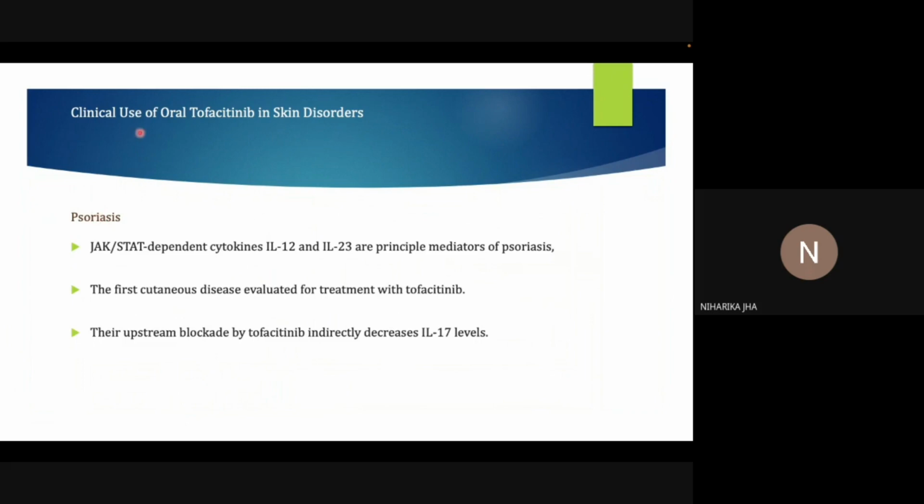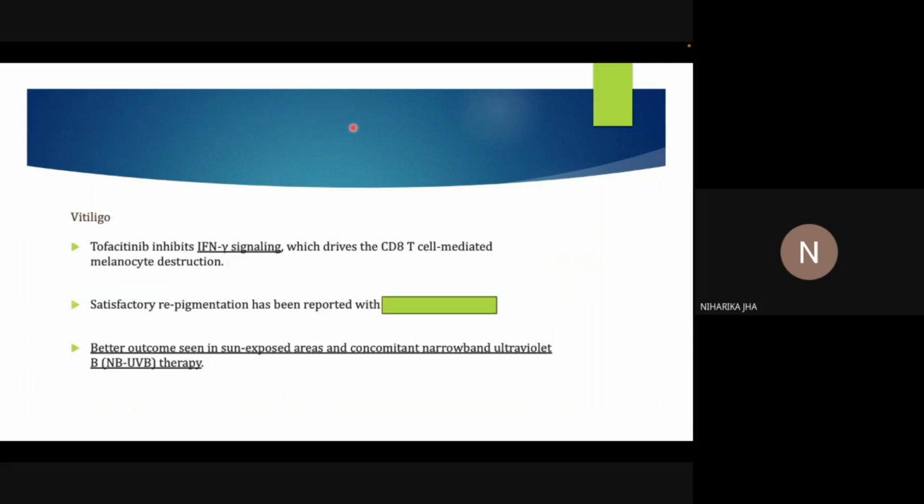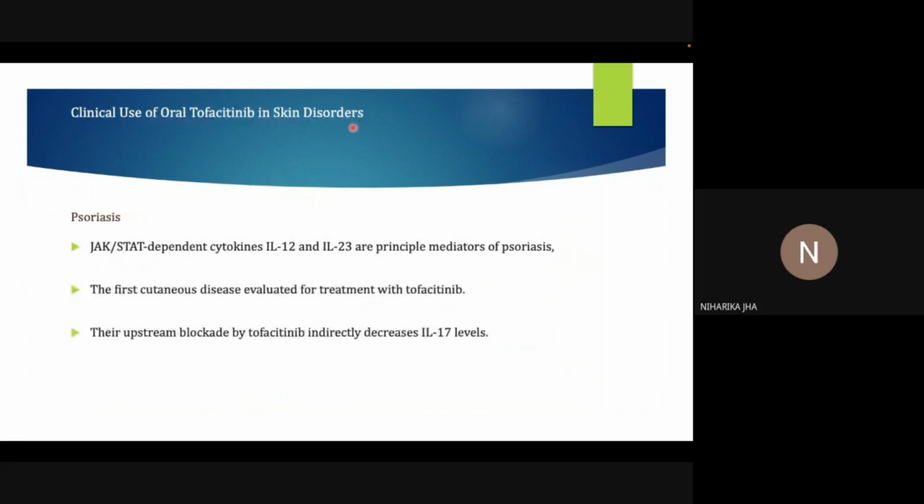So, coming to the clinical uses of oral tofacitinib in skin disorders. Not only oral tofacitinib, we now know that topical tofacitinib is also available in the market, but obviously the search started from the oral route itself. As I told you, as of now we are using tofacitinib primarily in the treatment of psoriasis, atopic dermatitis, alopecia areata, and vitiligo. In fact, psoriasis was the first disease for which tofacitinib was evaluated as a treatment option.